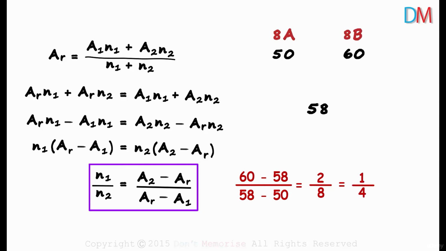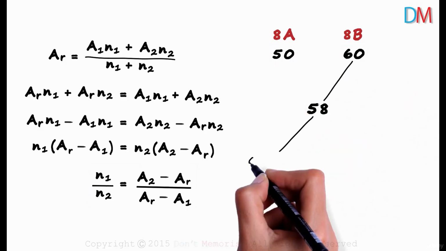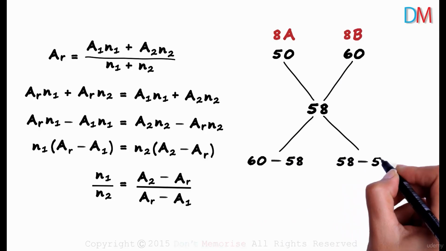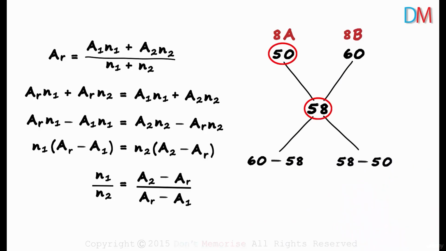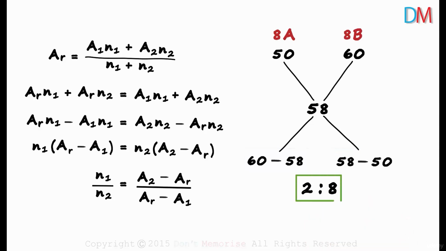But this might be a little confusing to remember. So we look at an amazing way to understand this formula. So here we have A1, A2 and AR. We write it like this in an upside down triangular fashion. We write 60 minus 58 here, 60 minus 58. And we write 58 minus 50 here, 58 minus 50. This is 2 and this is 8. This is the ratio we are looking for, 2 to 8.